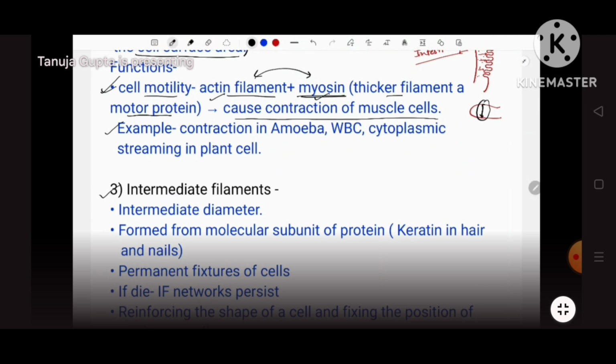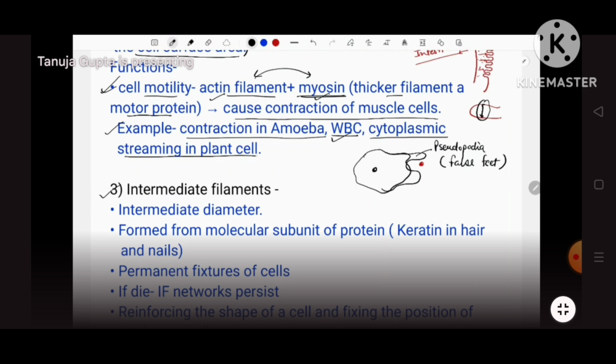Okay, it also helps in contraction in amoeba and WBC. If you remember, this is amoeba, right? I've told you, whenever there's any food particle, there's a contraction and relaxation in its membrane, and that's why it is able to form the pseudopodia. Pseudopodia is what? It is a false foot. Here in WBC as well, it makes the pseudopodia.